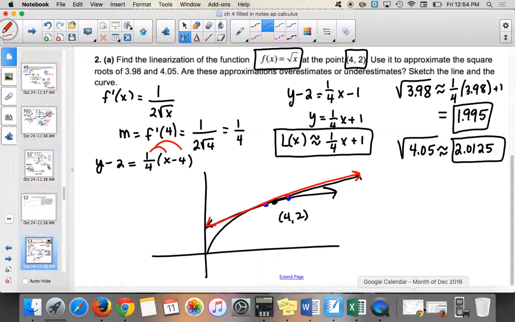So if the AP test ever asks you, is this an overestimate or an underestimate, do you know what you do? You find the second derivative. Do you see how it's concave down? Do you remember the definition I gave you about concavity? Anything that's concave down has all of the tangent lines above the curve. But if something's concave up, all of the tangent lines are below the curve. So if it ever asks whether your linear approximation is an overestimate or underestimate, you use the second derivative. Now in this case, we can just use the sketch. So this was an overestimate for both of them, and at this point, they would all be overestimates.